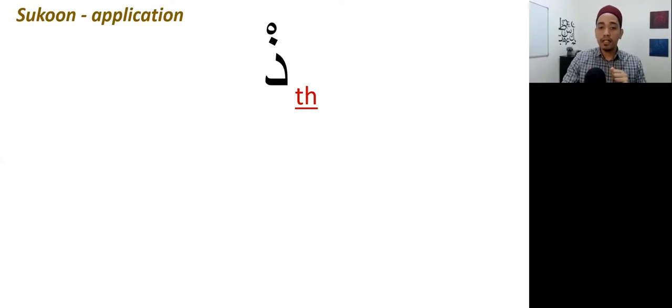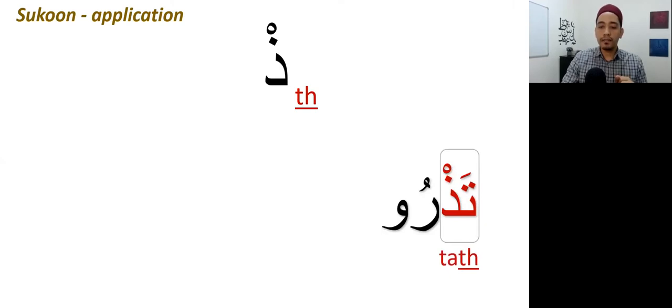The thal. Now I underlined the th there so that we know it's not like the th in the letter tha. This is th, like in the letter thal, th, as in that. Here we go. Tath, and we see the ta plus the th, we quickly pronounce it tath as one syllable. Tath, ru.